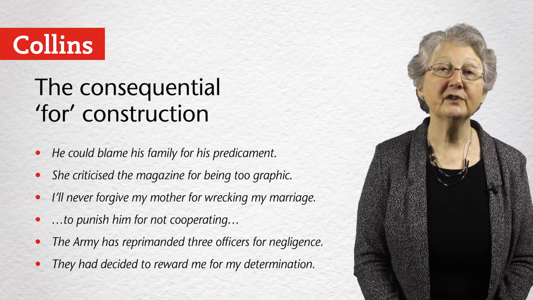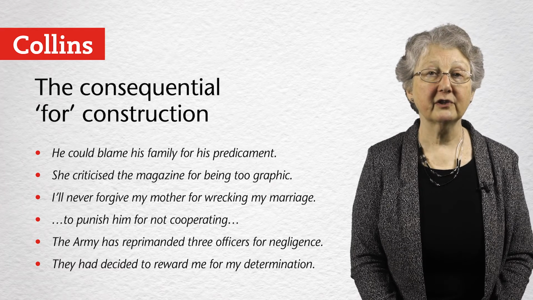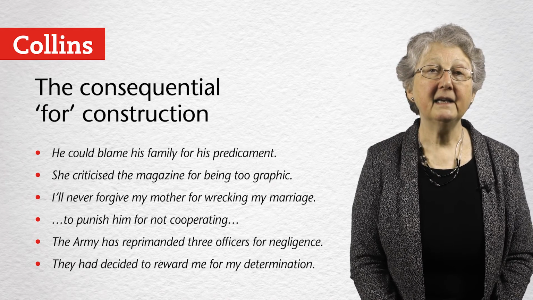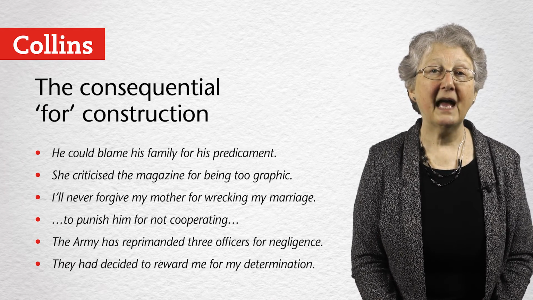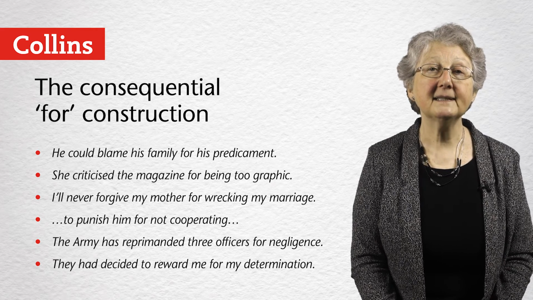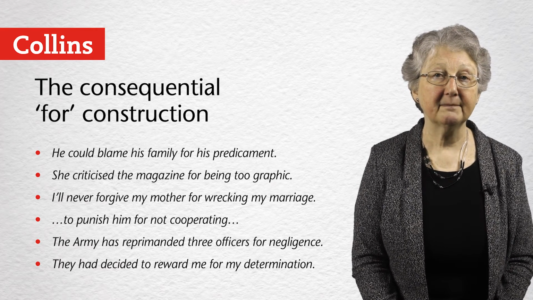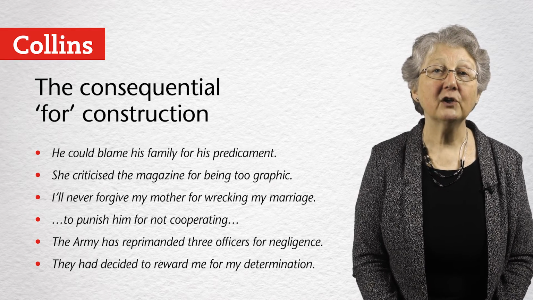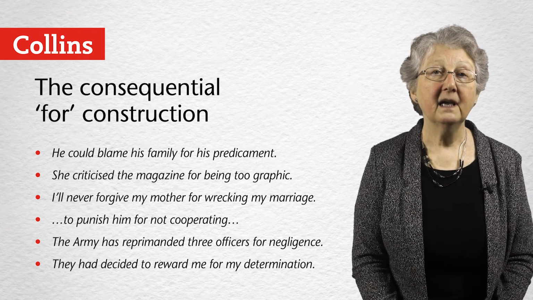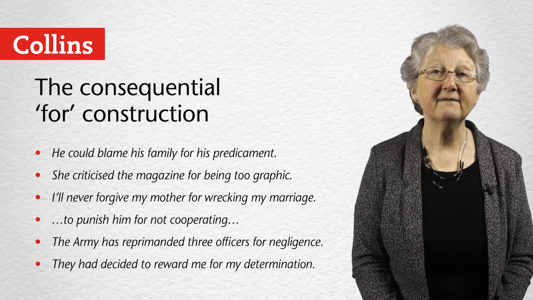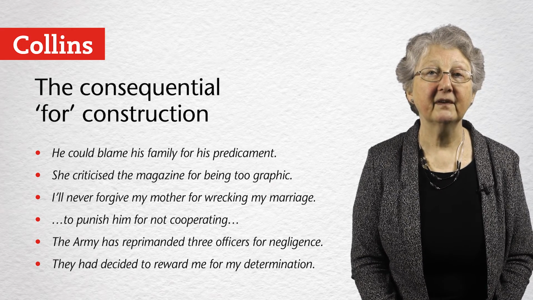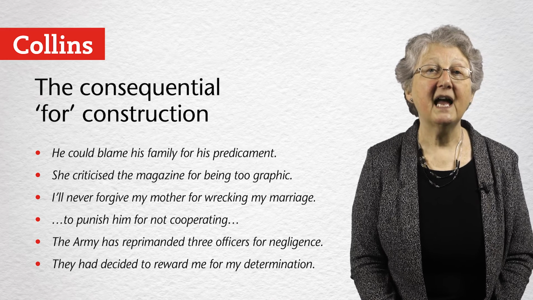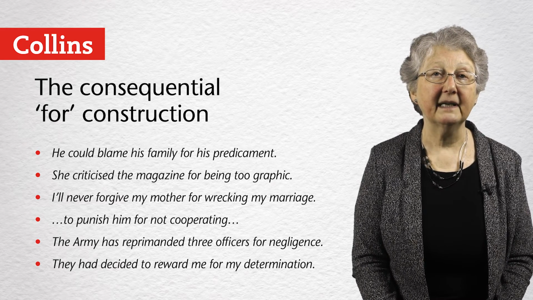The consequential for construction. Here the pattern is verb noun for noun, and some of the verbs that occur in this pattern tell us about something that happens and the consequence of it. For example, he could blame his family for his predicament. He had a predicament, and as a result he blamed his family.